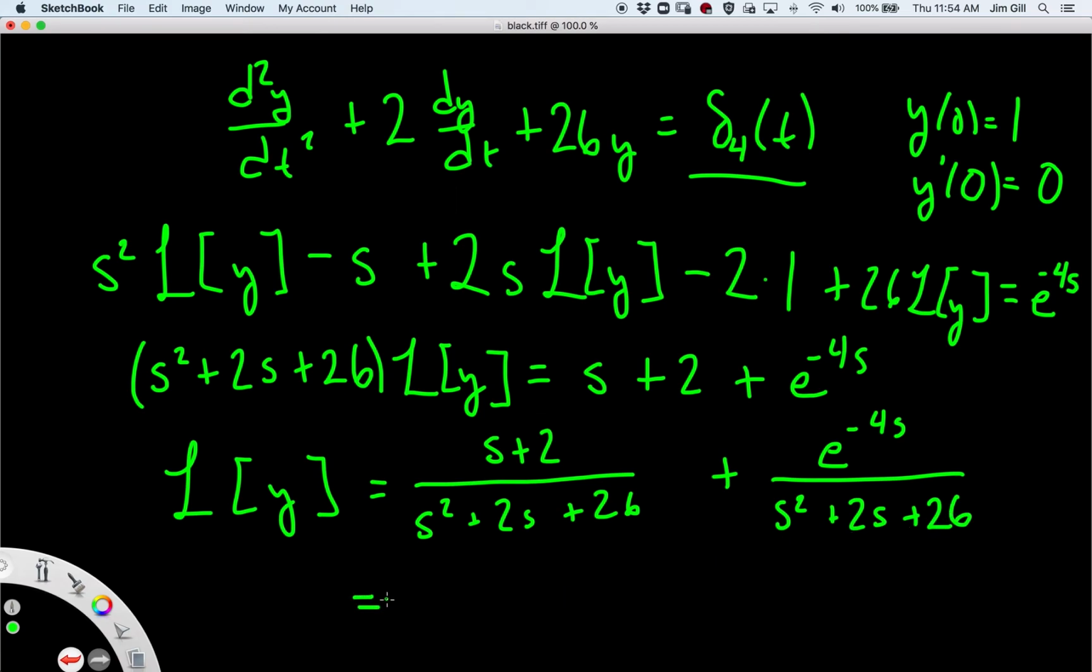Okay, so now we have to figure out how to deal with this situation. What we want to do is complete the square in the denominator to see what the situation is going to be. So completing the square in the denominator, this is corresponding to an s plus 1 squared. When we do that, we have a plus 1, so to compensate for that, the 26 is going to go down to a 25. We'll keep that on this term here.